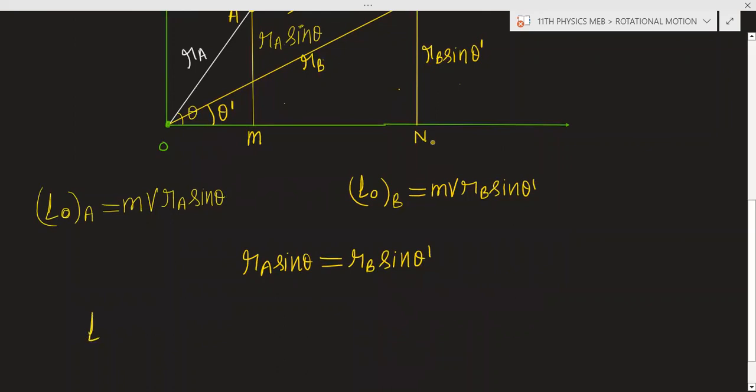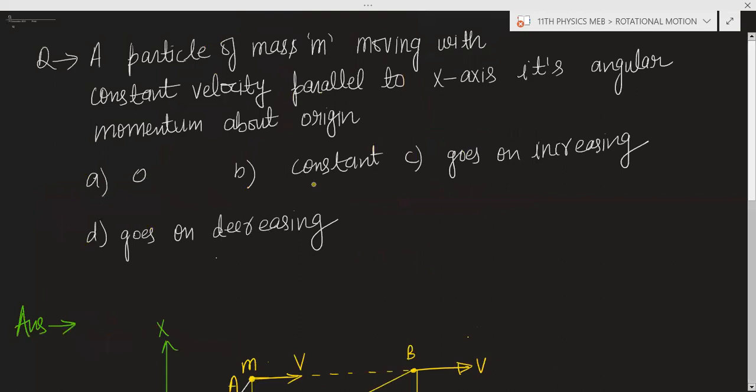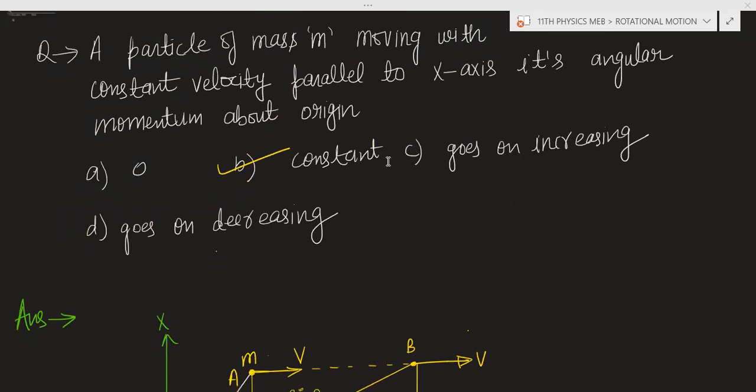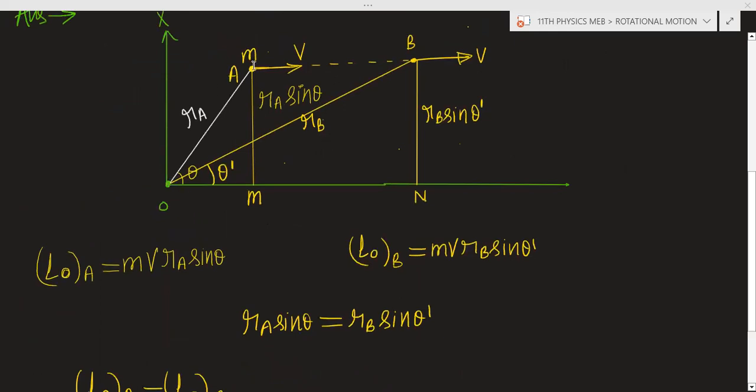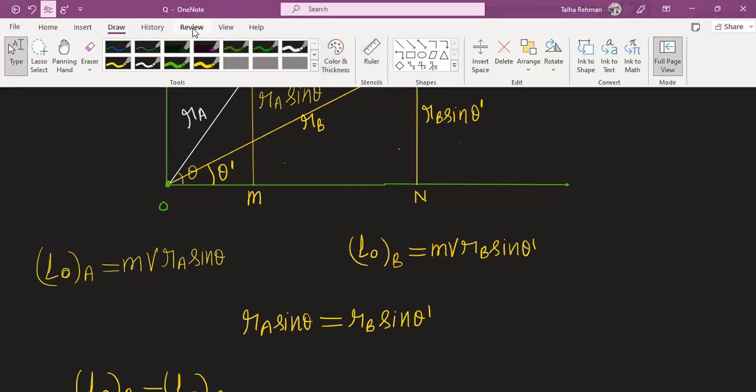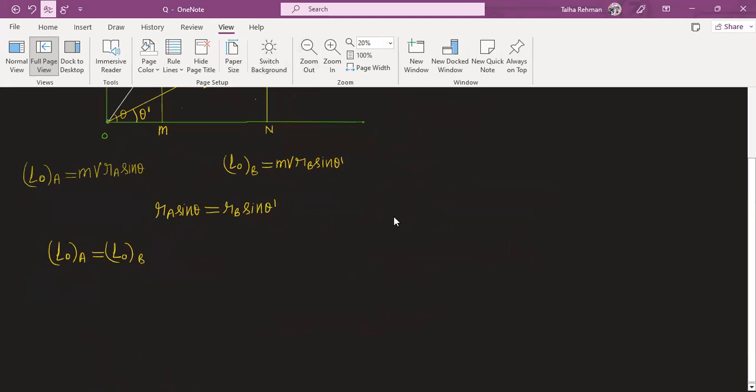So the angular momentum about point O at position A is equal to the angular momentum about point O at position B. This means the angular momentum will never change; it will remain constant. Understood? Yes, sir. Okay, so write down: angular momentum is not changing because the particle is moving parallel to the x-axis.